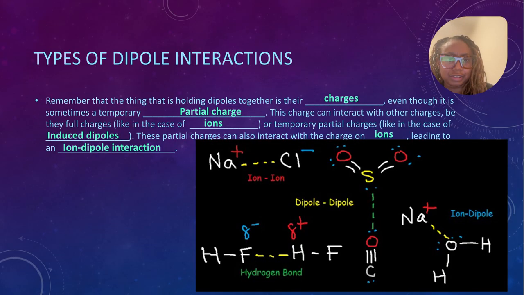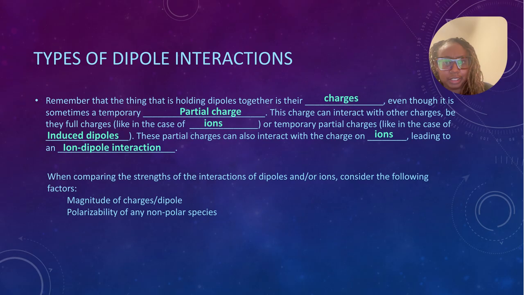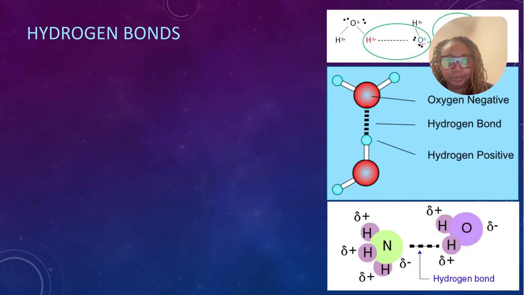So what's a hydrogen bond? We'll look at that in a second. All right. So right here, they're all different types, but these are just showing us the different attractions. All right, so when comparing the strengths of interactions of dipoles and or ions, consider the following: the magnitude of the charges with the dipole, polarizability of any nonpolar species, and hydrogen bonds.